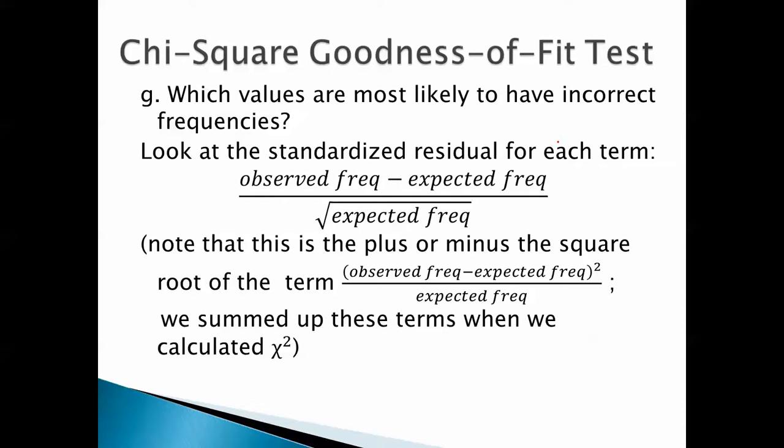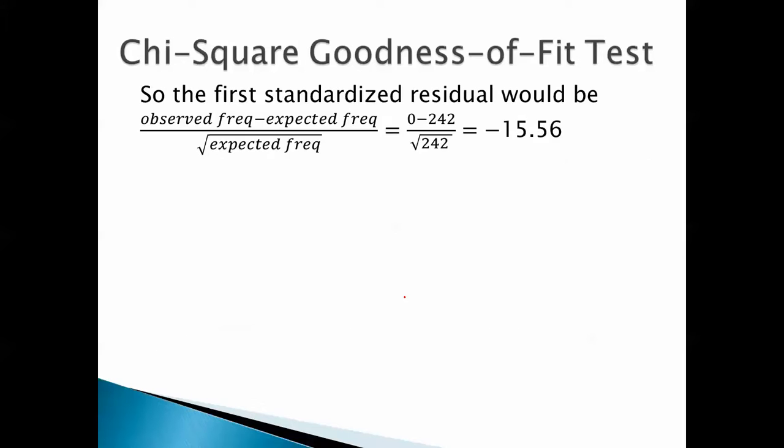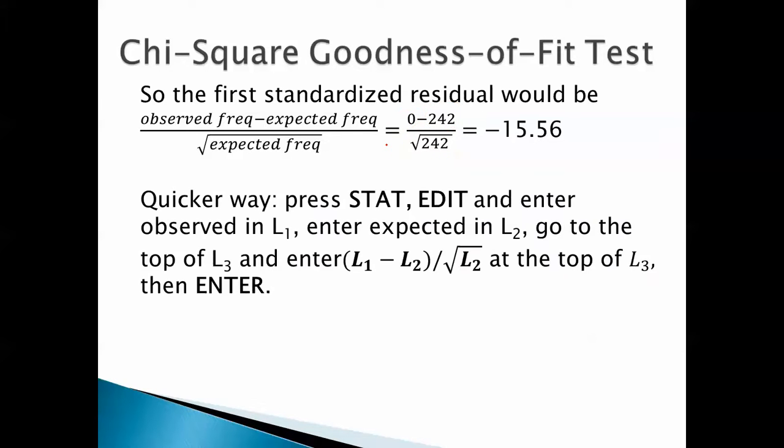Well, what we would do is look at the standardized residual for each term. It's observed minus expected over the square root of expected. Note that this is plus or minus the square root of that term that we summed up earlier. Those were the terms that we summed up when we calculated chi-square. Okay, so the first standardized residual will be the observed, which was 0, minus the expected, which was 242, over the square root of expected, which is square root of 242.